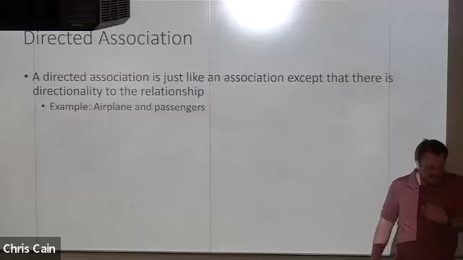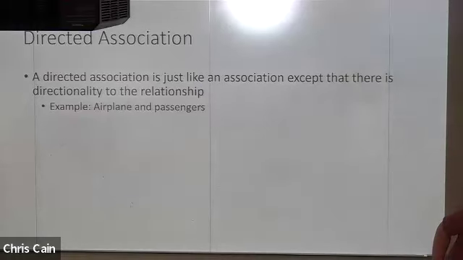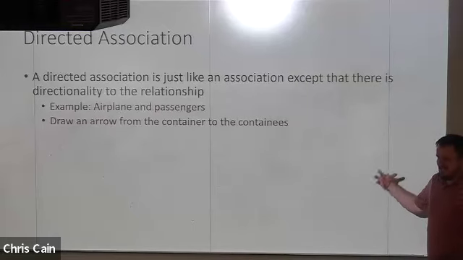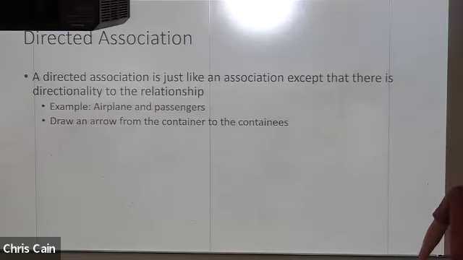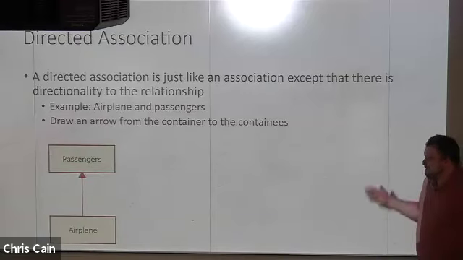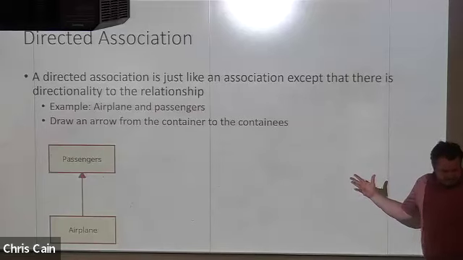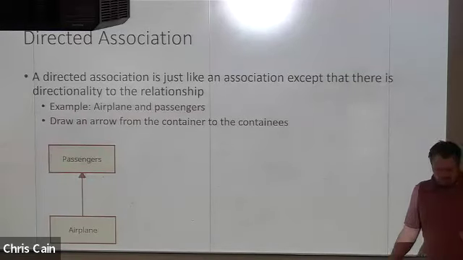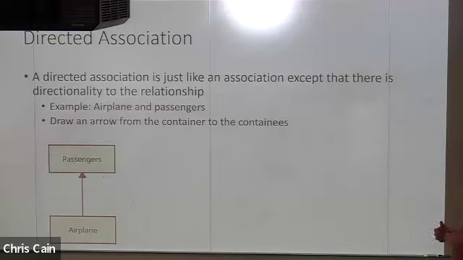An airplane has passengers. So we want to draw an arrow in that case from the container to the containees. So the container in this case is the airplane. It contains passengers. So we want to draw an arrow from the airplane to this passenger class. Shows the directionality of the association.